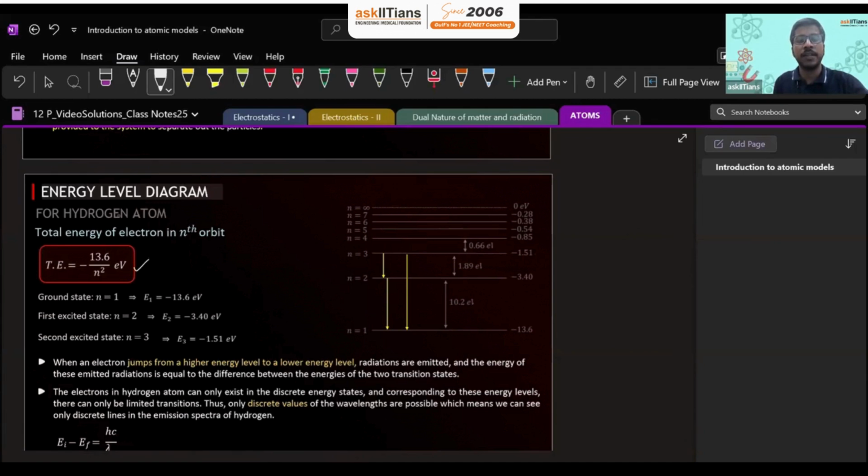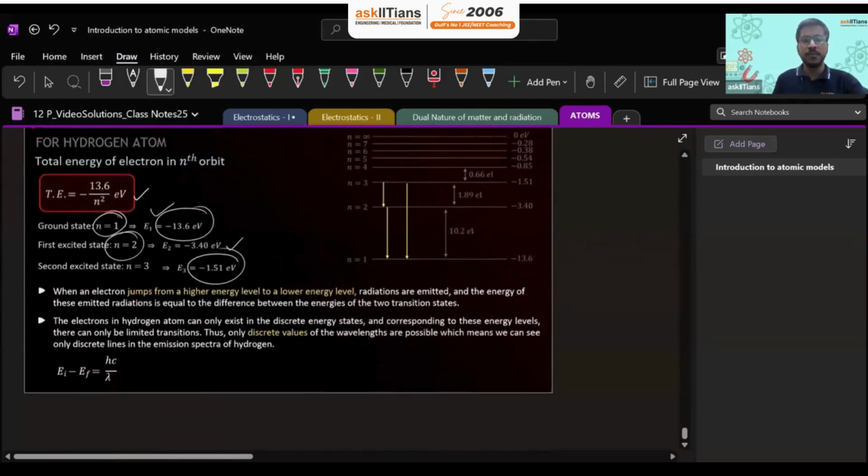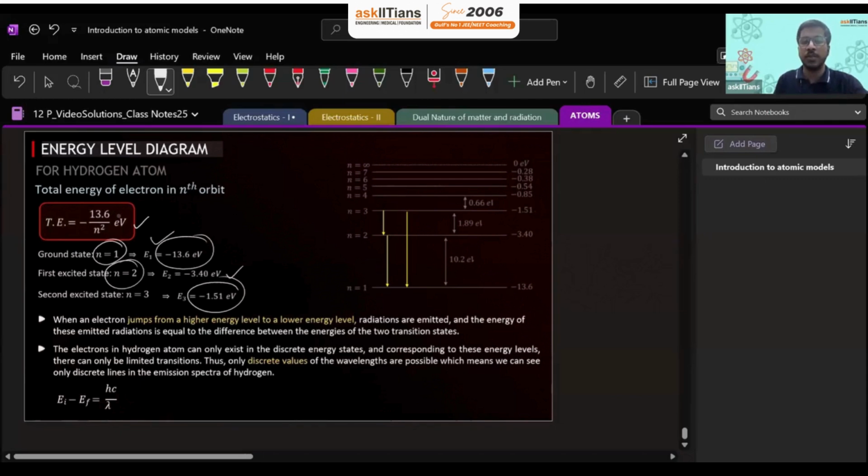From this, we can find the energy for the ground state, which is n is equal to 1. The ground state energy will be minus 13.6 electron volt. For the first excited state, n is equal to 2, the energy will be minus 3.4 electron volt. For the second excited state, the energy will be minus 1.5 electron volt. Okay, so these are the energies corresponding to different energy states, different orbits.